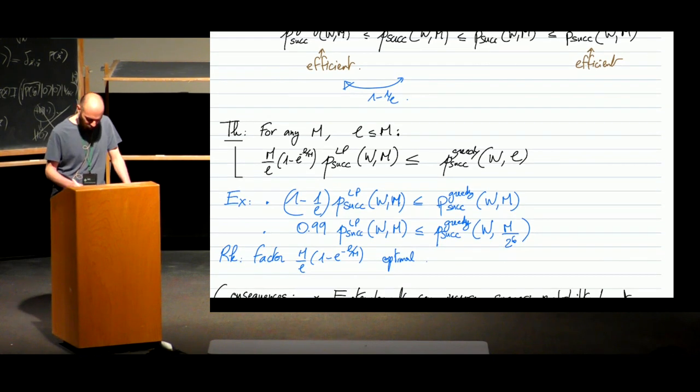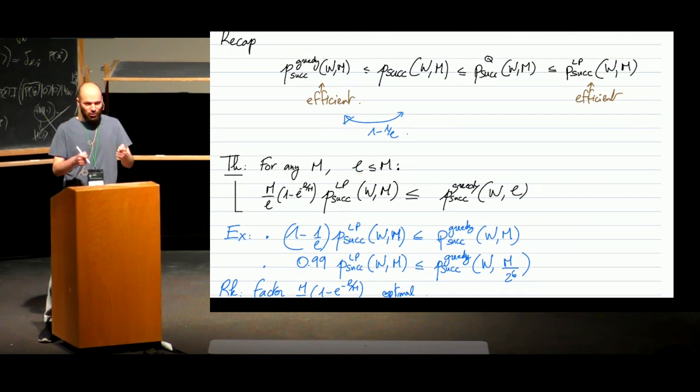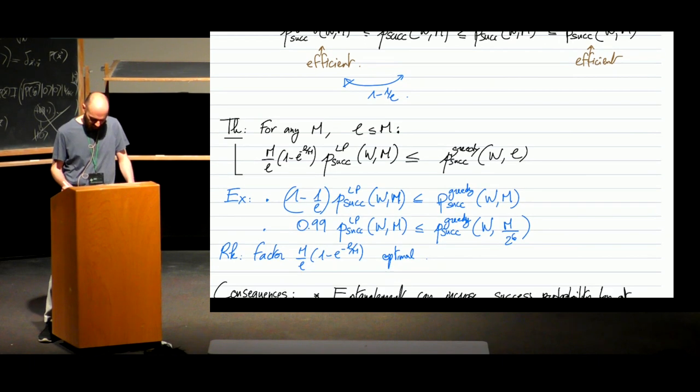Okay, and so you can even refine it a little bit more. If you're not happy with this 1 minus 1 over e ratio and you want a better ratio, you can get it up by just decreasing the number of messages. Okay, so you can have a trade-off between these things.